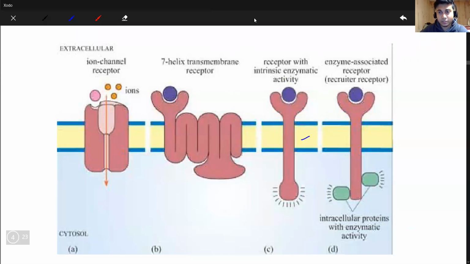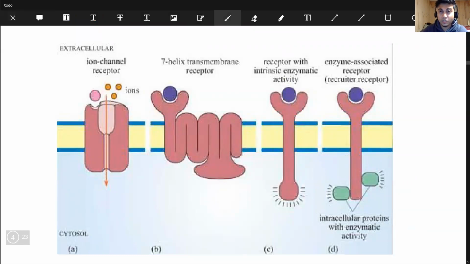Next is the receptor that also passes through the cell membrane, but just one time, and it has some enzymatic activities inside. Based on this, we call it a receptor with intrinsic enzymatic activity. That means this receptor itself has an enzymatic activity or enzyme-containing domain inside. And the other receptor, as you can see here, mediates its biologic action through some enzyme, but it does not have its own enzyme.